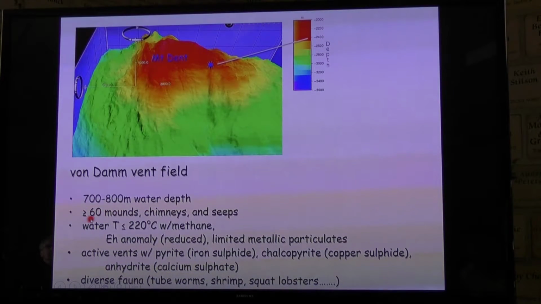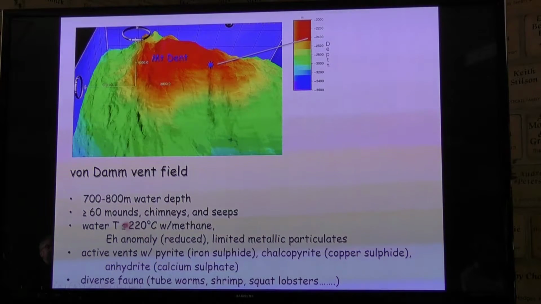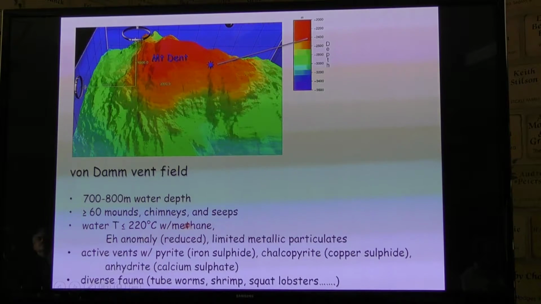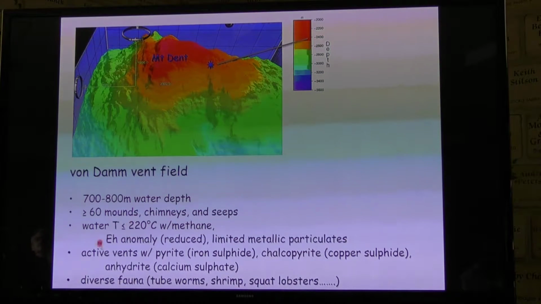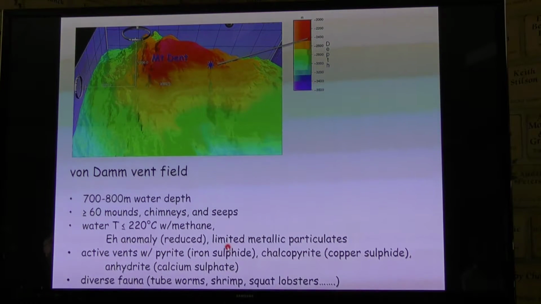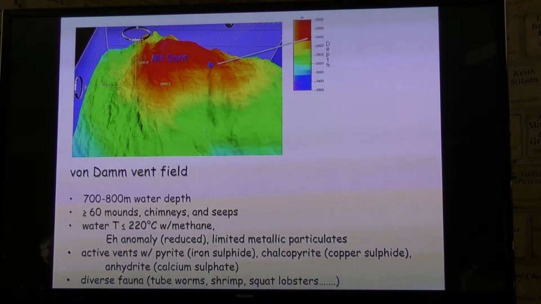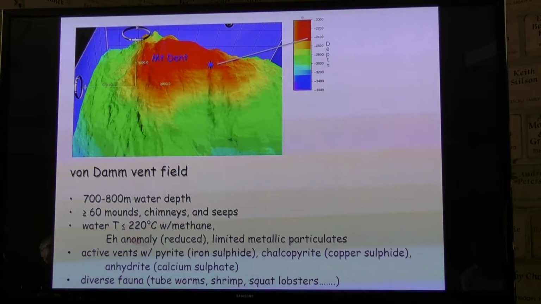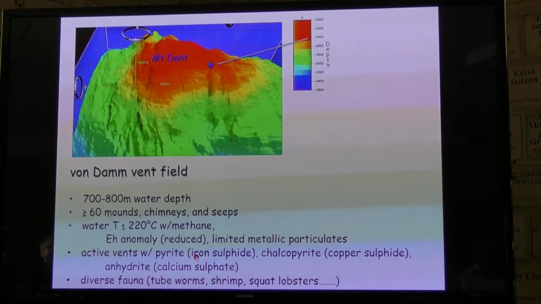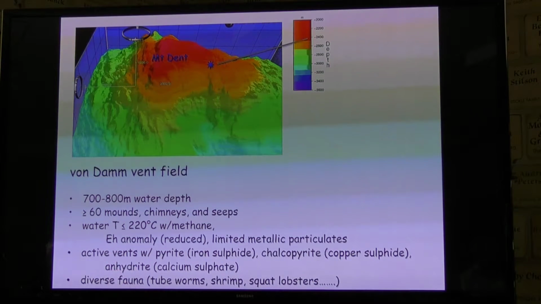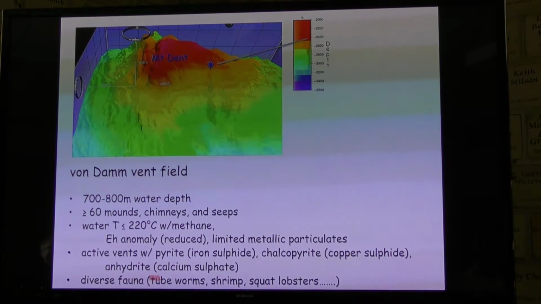We found about 60 mounds there, with chimneys and seeps. They're low temperature, about 220 degrees C, and they have methane. They produced Eh anomalies, and all the metallic particles are reduced rather than oxidized. The active vents, where they exist, have pyrite, chalcopyrite, and anhydrite. And the fauna themselves are diverse.